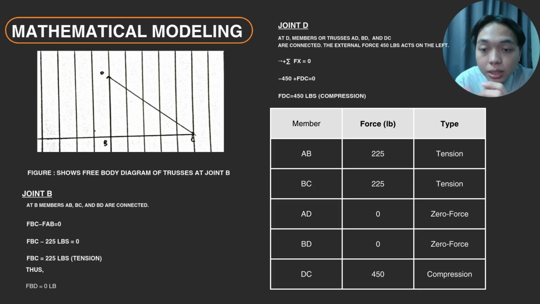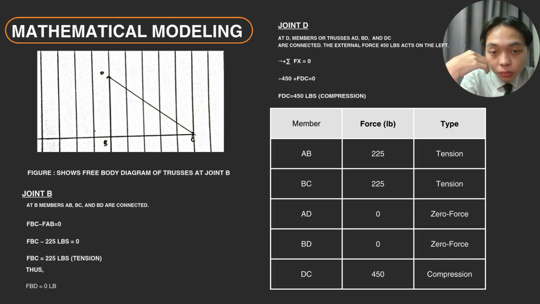So FBC minus 225 pounds equal to 0 would be just like the calculation itself. We just point it out the right side, and then you would get the value itself, or the force itself. It would be 225 pounds, and it also would be tension. And also FBD means it's going to be 0 pounds since there is no force.